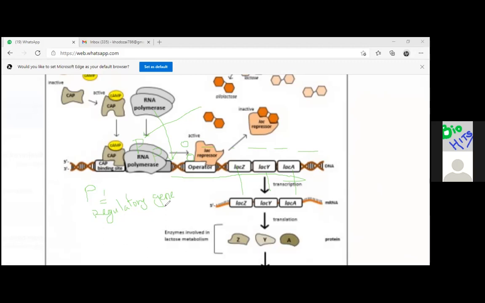This picture is not that clear, so that is why I'm just trying to explain it. I will be sharing my picture also, so it will be totally clear for you.